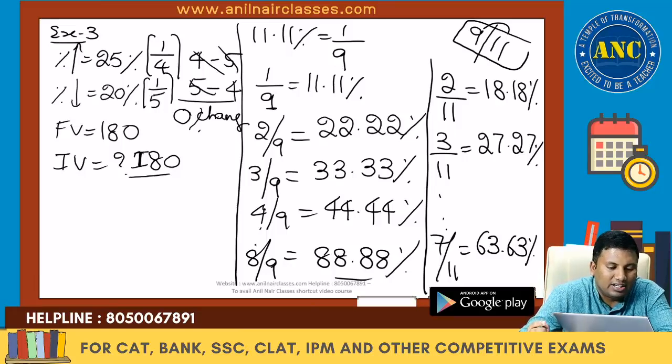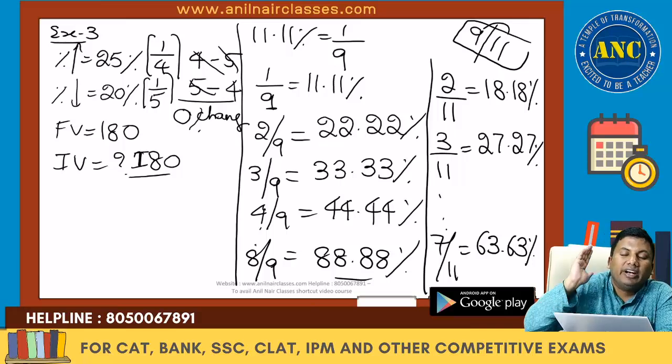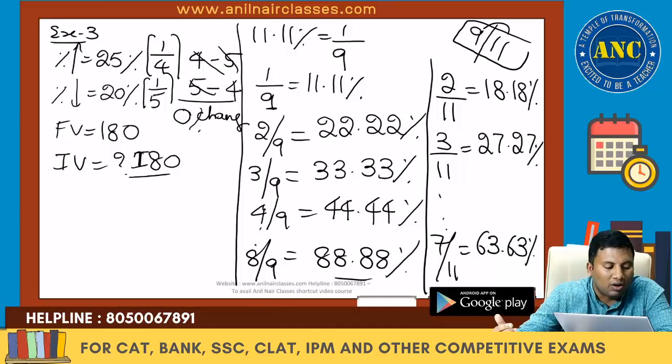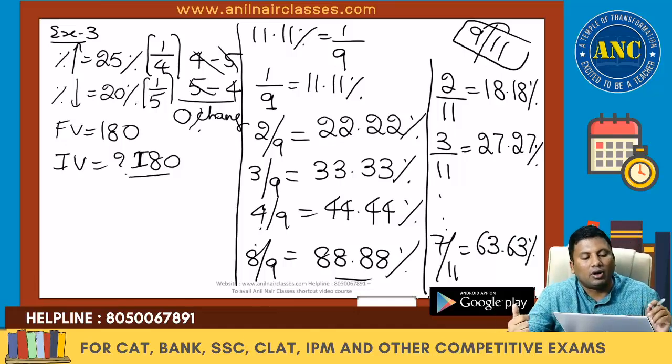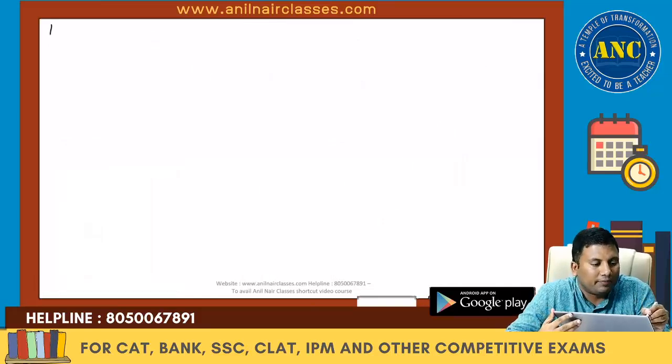25 percent: 4, 1 increase, 5. 5, 1 decrease, 4. 5 and 5, 4 and 4 cancel. Zero percent change. The answer is 180. We did 2 percent increase, we did 3 percent increase, we did 1 percent increase and 1 percent decrease. Now write down a note.